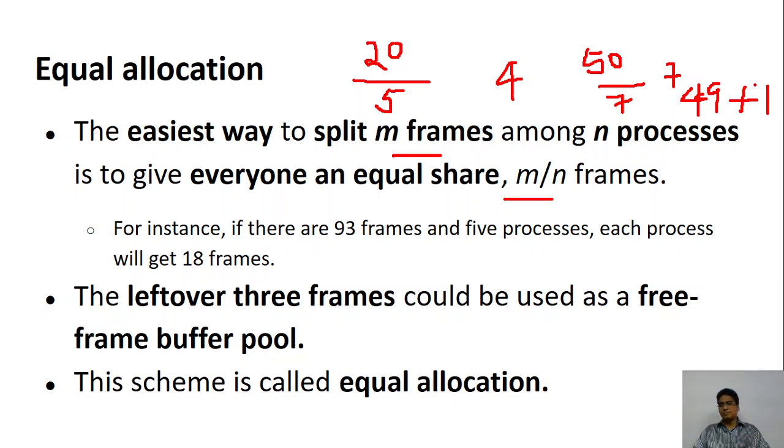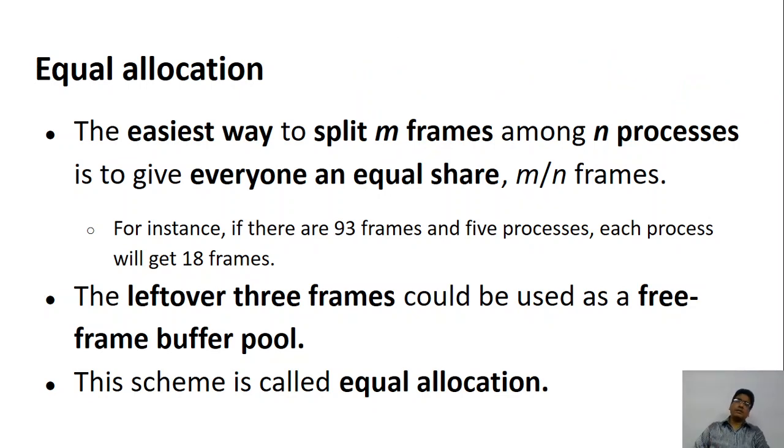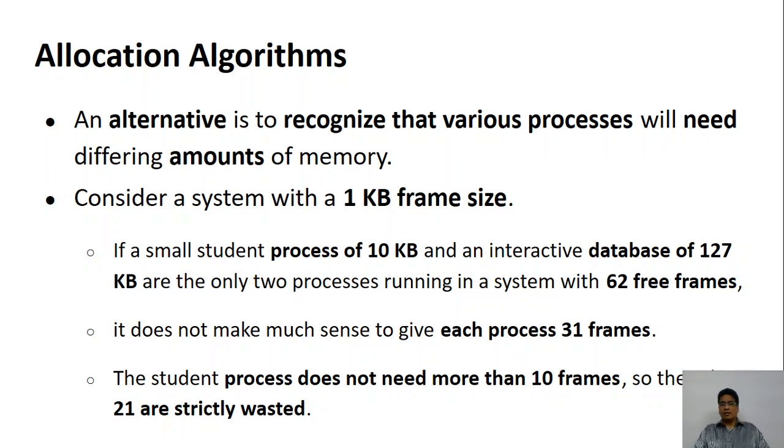So the remaining frames which cannot be allocated, because you know very well, when you divide two numbers you get fractions. I cannot give a fraction of a frame to a process. Either the entire frame has to be given, or I can't give any frames. So whatever is left over, I can put it in a pool, and later I can utilize it.